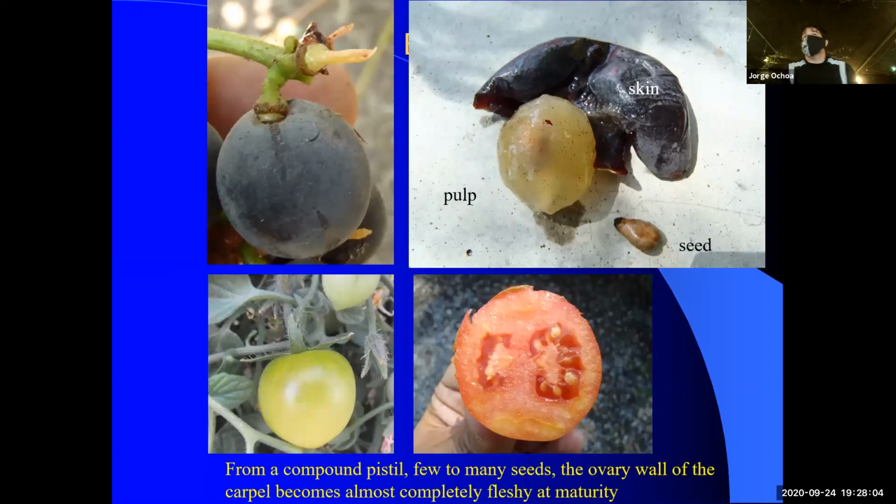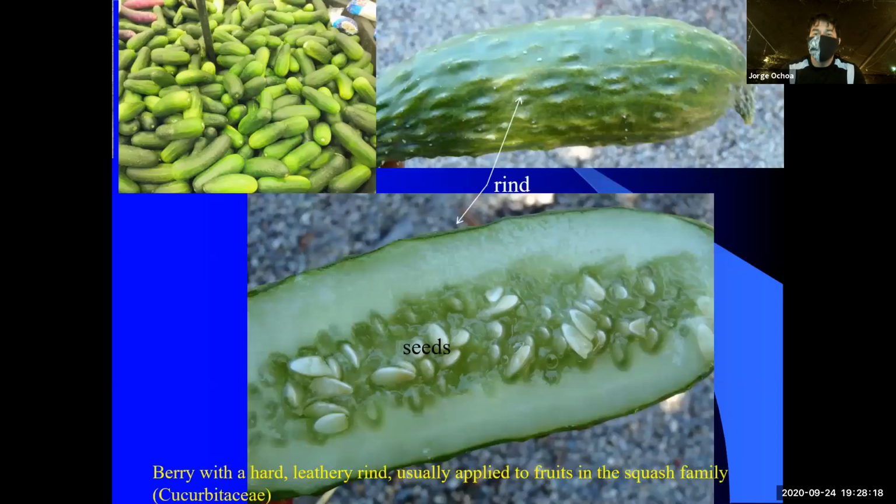Here's just an example of the berries. So we have the tomato, as well as the grapes, not the seedless grapes, but the real grapes that have a lot of seeds and they have a fleshy fruit. So those are going to be examples of our true berries. And the pepo, just a fleshy fruit with lots of seeds, a berry with a leathery rind.